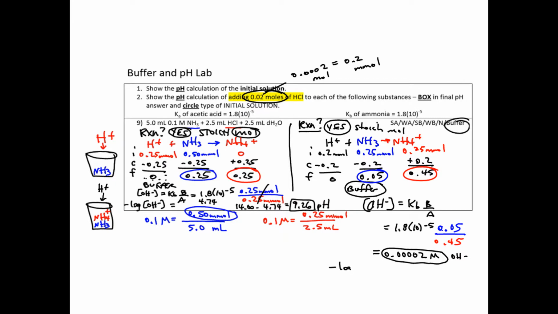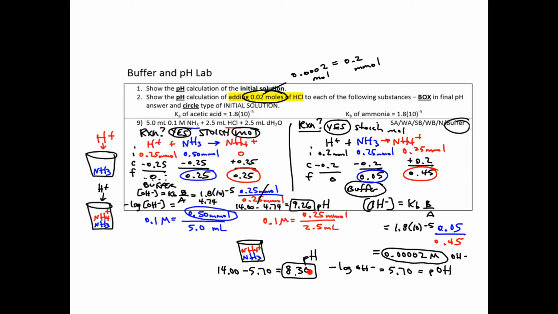So I'm going to take the negative log of OH minus, and that's going to give me 5.70, but that's the pOH. So then I'm going to take 14 minus 5.70, and I'm going to get my final answer of 8.30, which is the pH. So when I'm all done, I did not wreck my buffer. I still have NH3 in here, and I still have NH4 plus. But as we noticed in the last example, you'll see that the pH changed significantly for a buffer. It started at 9.26, and then it went to 8.30, which is almost a whole pH unit change.